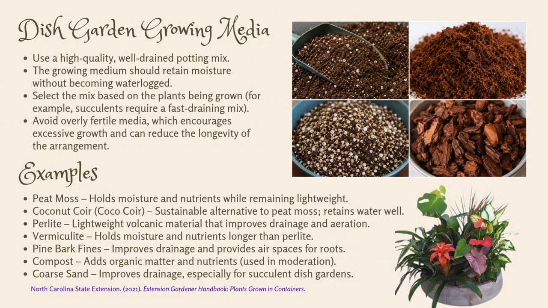The growing medium is just as important as the plants themselves because it provides support, water, nutrients, and oxygen to the roots. A high-quality potting mix that drains well while still retaining moisture is recommended for most dish gardens. Depending on the plants being grown, different materials can be added to improve the growing medium. Peat moss and coconut coir help retain moisture, while perlite and pine bark improve drainage and increase airspace around the roots. Vermiculite also helps retain water and nutrients, and compost can be added in moderation to increase organic matter. The goal is to create a growing medium that keeps the roots healthy without becoming waterlogged.